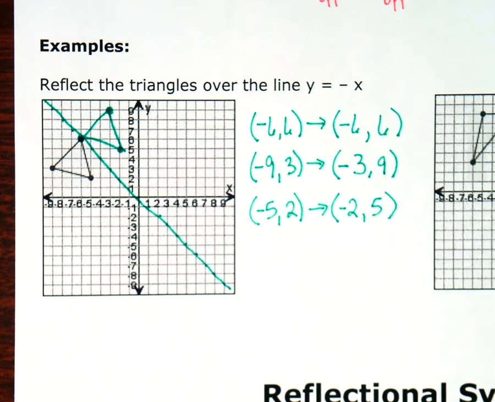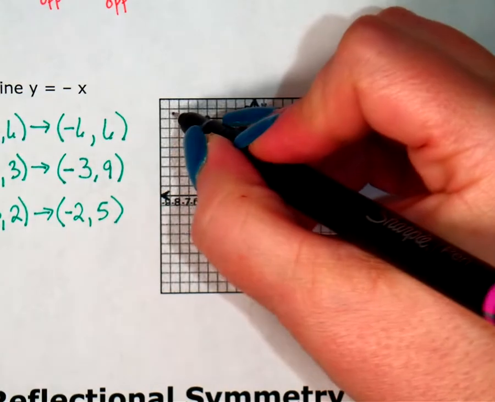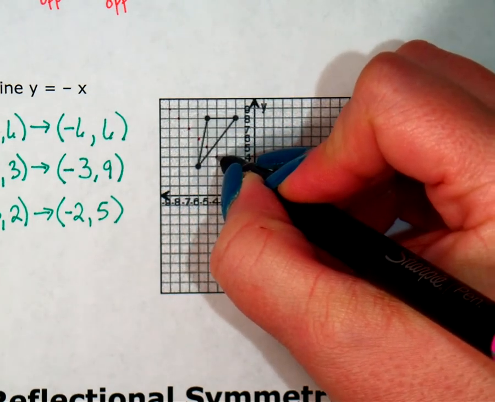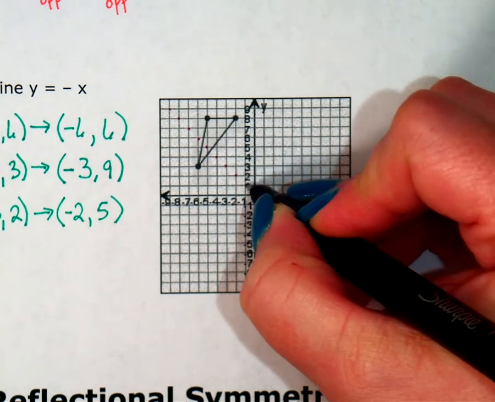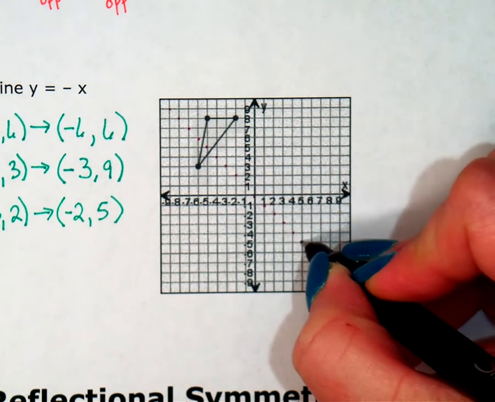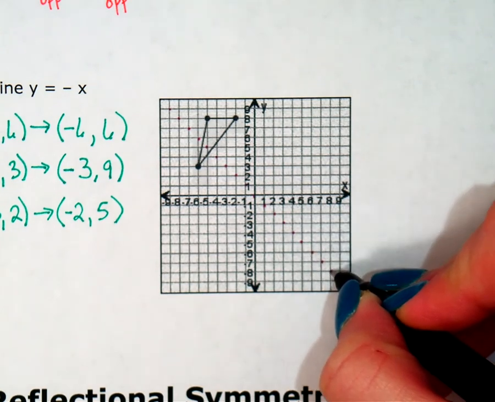Okay, let's do another example. All right, on the next one, again, I'm going to start off the same way. I'm going to sketch my line, and again, the more dots I have, the easier it is for me to draw that line. That's just for me, because I don't have a ruler handy.